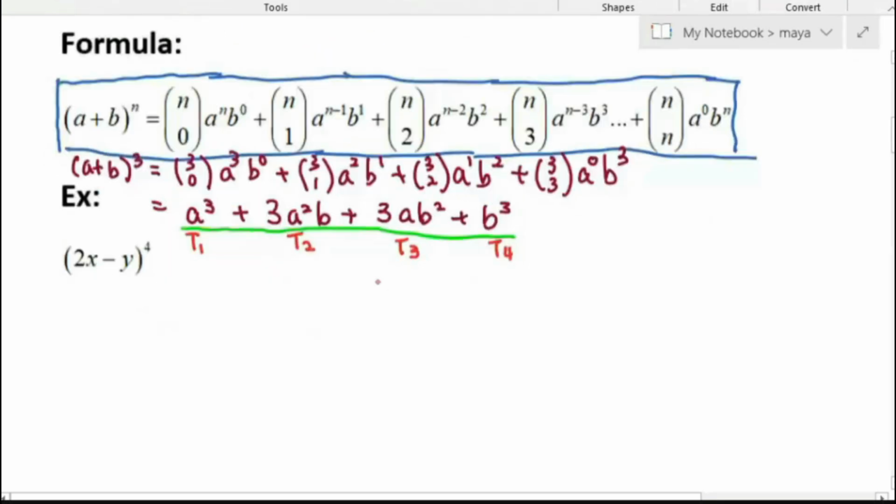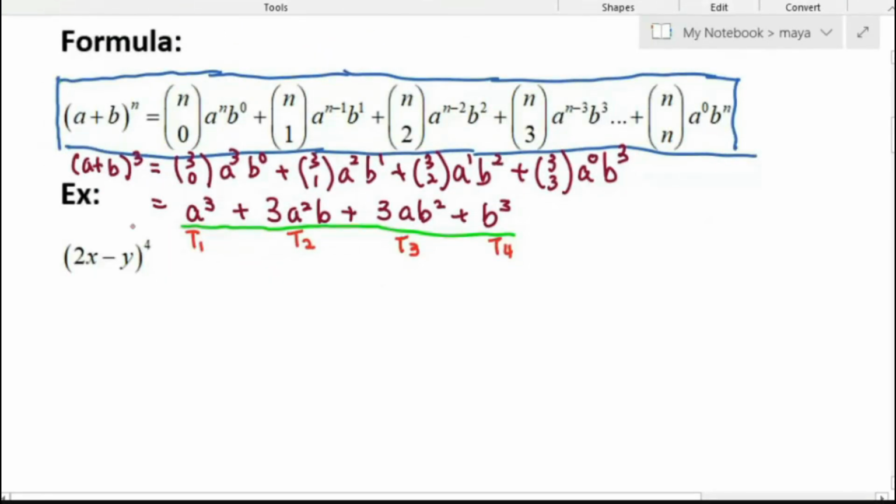So we can go for another example. We can see (2x - y)^4. For here, our power is 4. So this is that one.